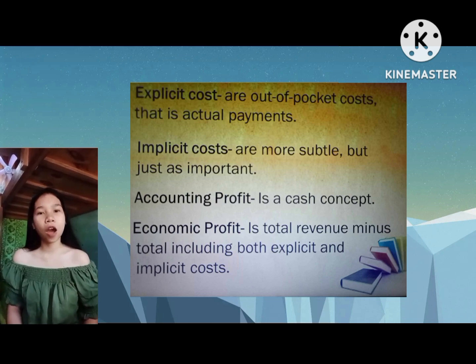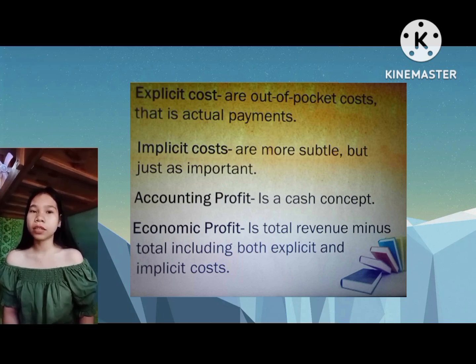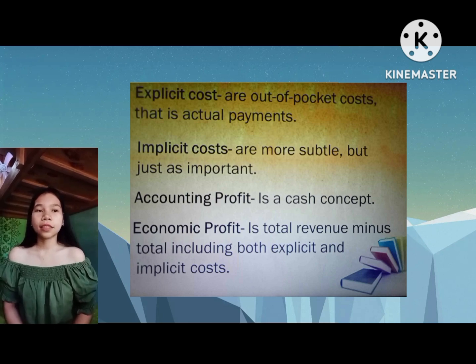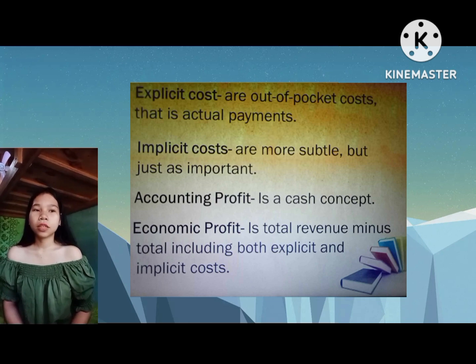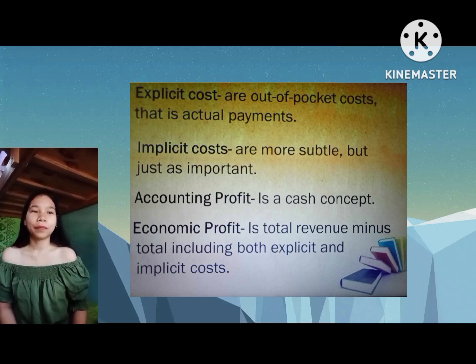Next is accounting profit. It means the total revenue minus explicit cost, the difference between dollars brought and dollars paid out. Next is economic profit. The difference is important because even though the business pays income taxes based on its accounting profit.